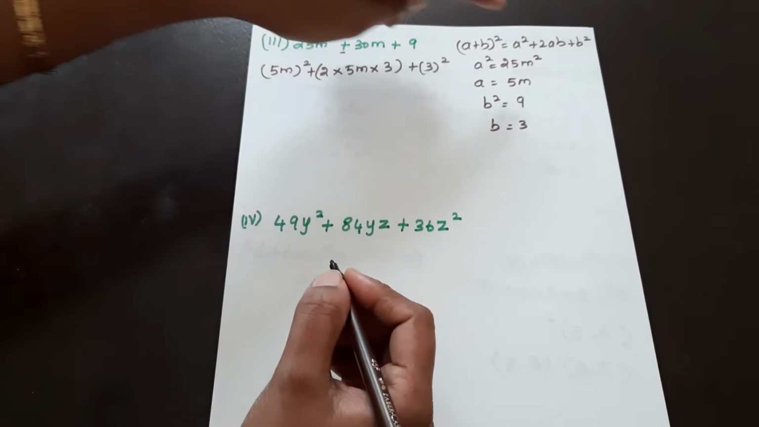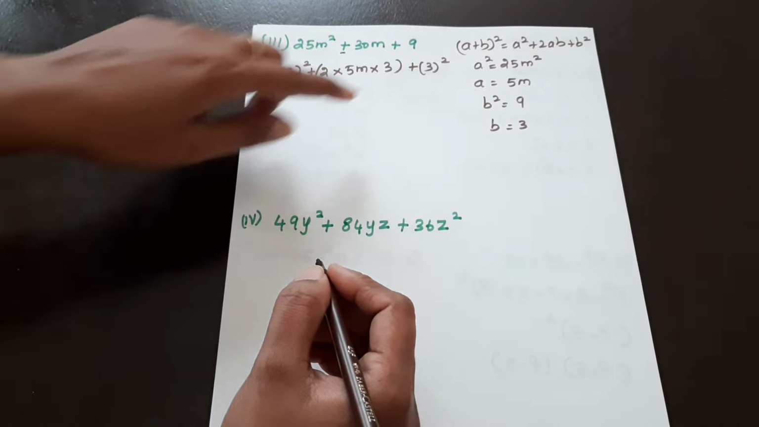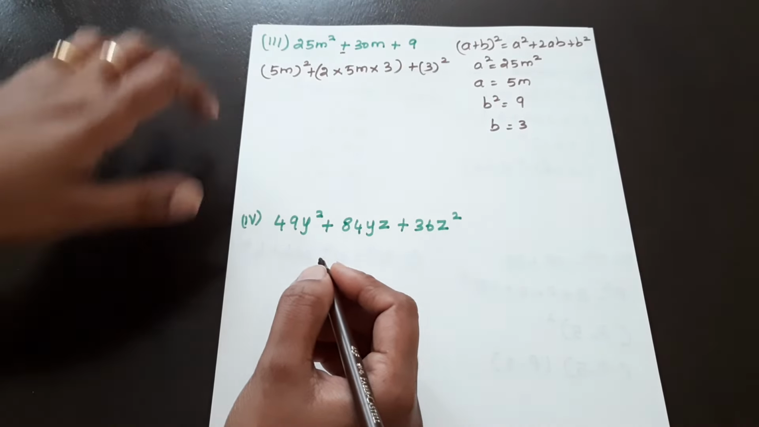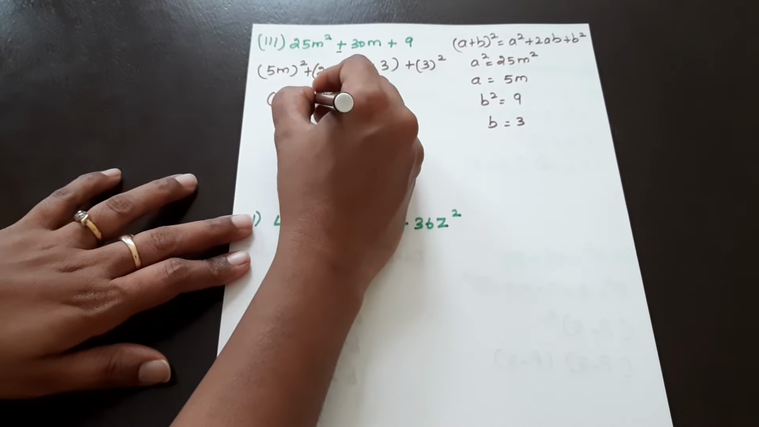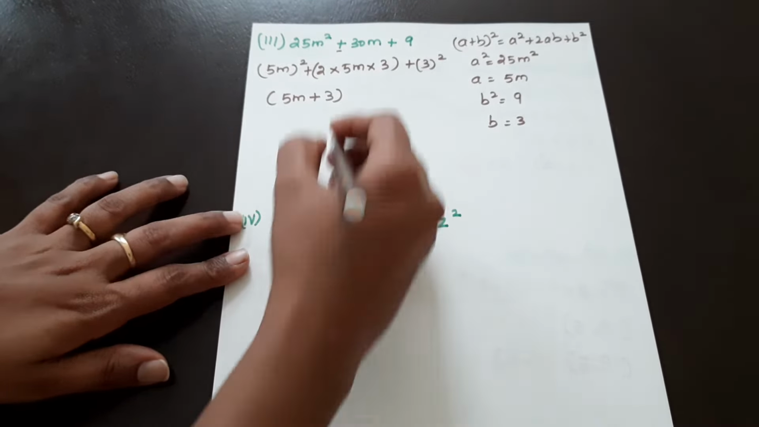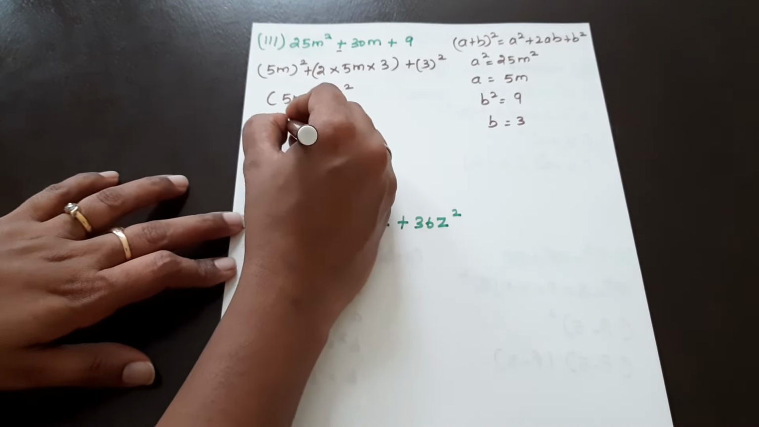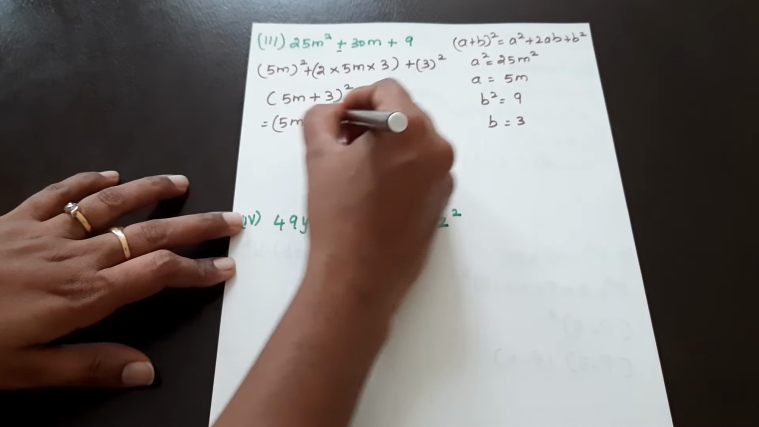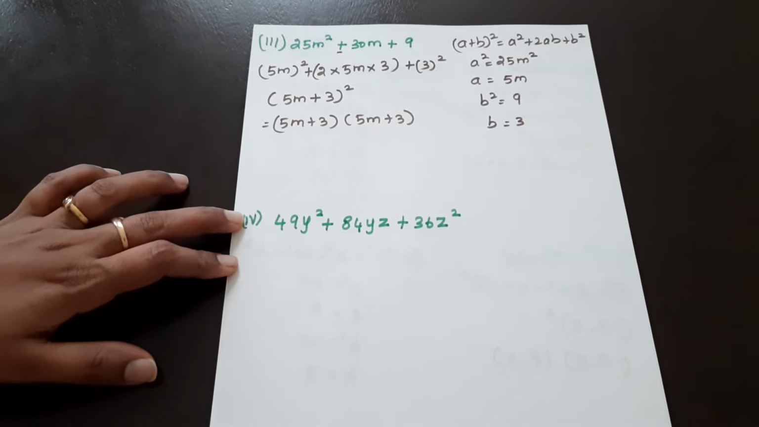Okay, so in the format we have written a square plus 2ab plus b square. Now we have to write (a plus b) whole square. Here a is 5m, plus b is 3. So (5m plus 3) whole square. Now we can expand this: (5m plus 3)(5m plus 3). Okay, next.